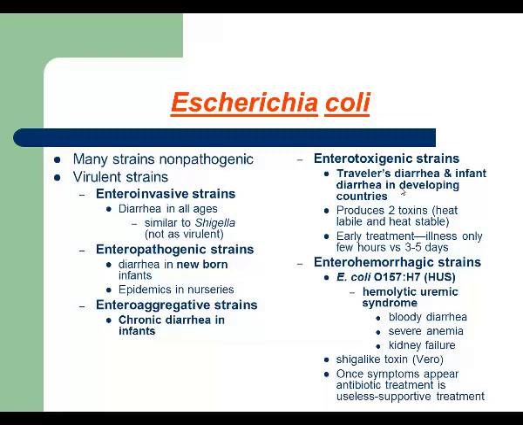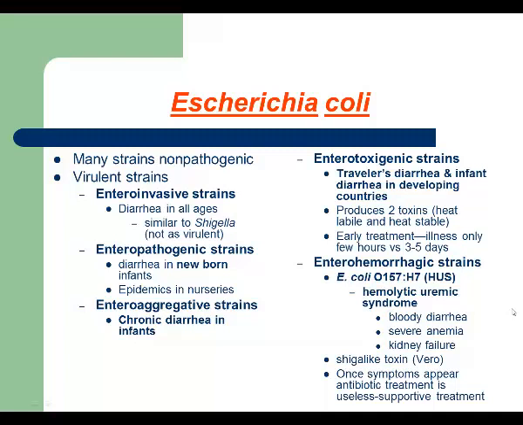But I would like to draw your attention to the last strain, the pathogenic strain. It is called enterohemorrhagic strains, or E. coli O157:H7. The reason why I would like to pay attention to this strain is because this pathogen can cause a very severe life-threatening complication. It's called hemolytic uremic syndrome.